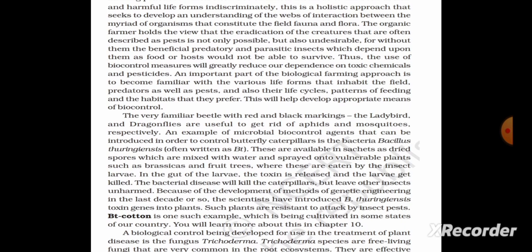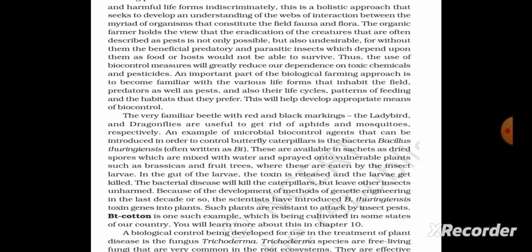An example of microbial biocontrol agents that can be introduced in order to control butterfly caterpillars is the bacteria Bacillus thuringiensis, often written as BT. These are available in sachets as dried spores, which are mixed with water and sprayed onto vulnerable plants such as brassicas and fruit trees, where these are eaten by the insect larvae. In the gut of the larvae, the toxin is released and the larvae get killed. The bacterial disease will kill the caterpillars but leave other insects unharmed.